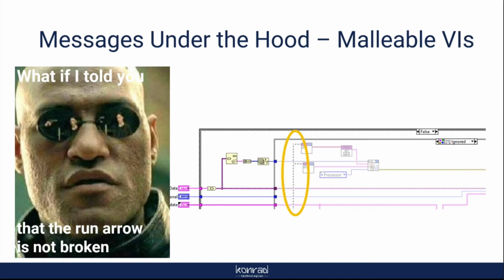Which brings me on to the second slide, which is seeing broken wires on block diagrams where the run arrow is not broken still freaks me out. I've been using malleable VIs now for quite some time, but I've not got used to that at all.